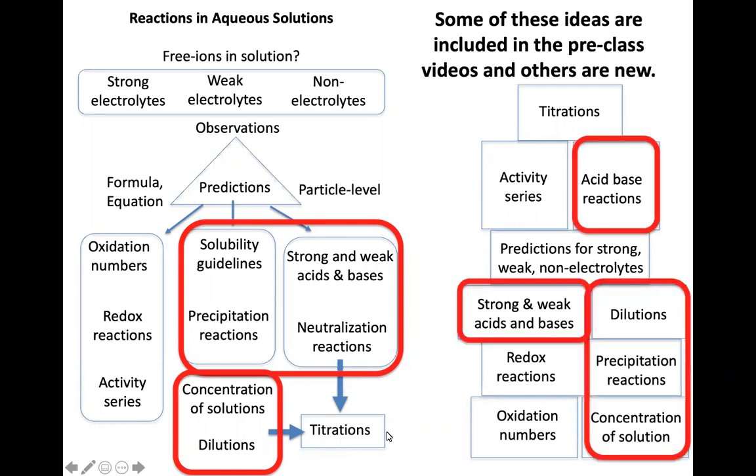The kinds of skills that we're going to seek to master: we want to be able to describe the concentration of solutions and do calculations on that, look at precipitation reactions, characterize things as strong and weak acids and bases, and consider what takes place in an acid-base neutralization reaction.